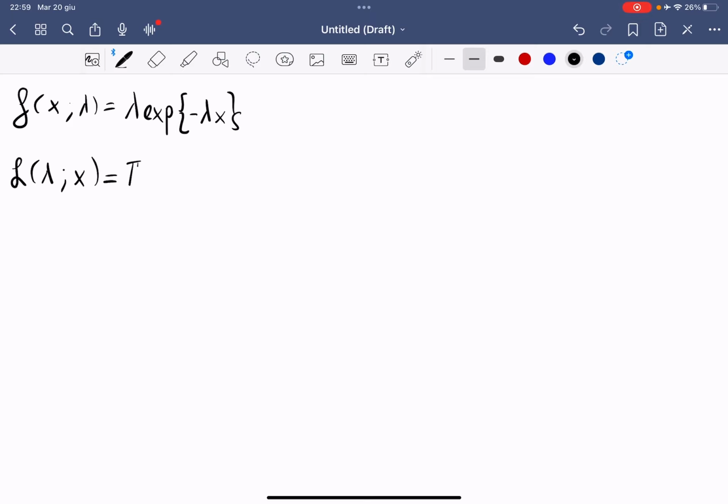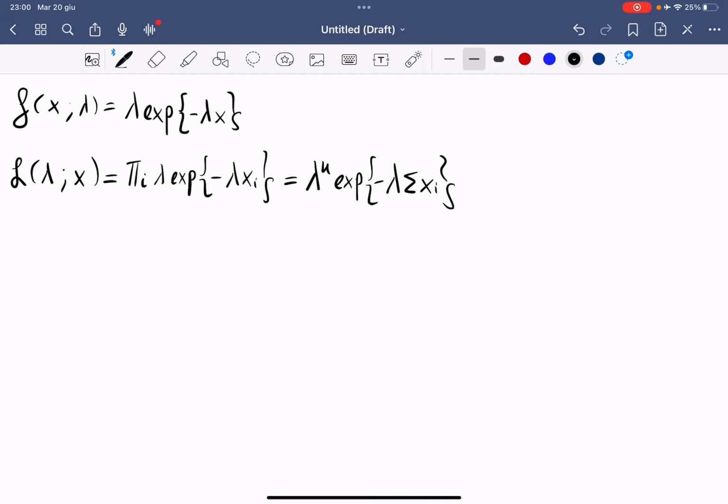that is the product of the density for each observation, that will be lambda times exponential to the power of minus lambda xi, that is equal to lambda to the power of n times the exponential to the power of minus lambda times the sum of xi.